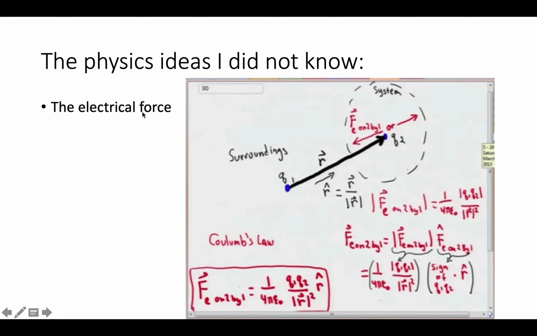And then is the electrical force. Also, this unit vector here is unfamiliar to me, and also the sign of this unit vector is determined by the sign of the product of charge 1 and charge 2. If both charges are negative or positive, then the sign of it is positive. If one is negative and one is positive, then the sign is negative.